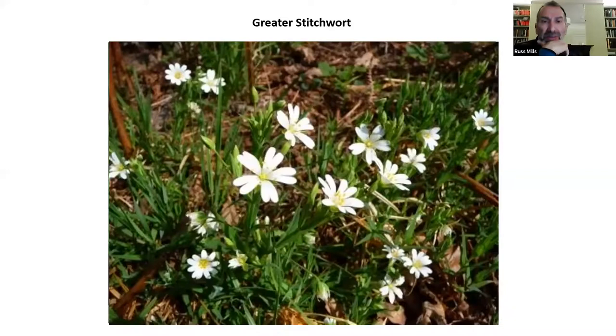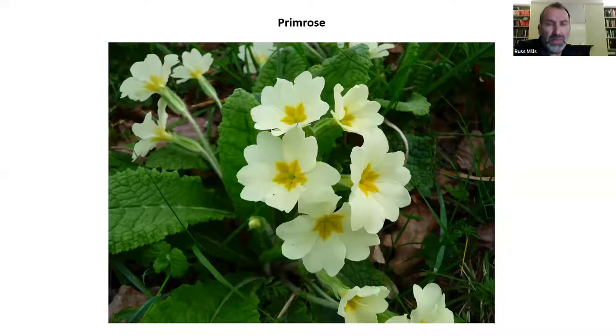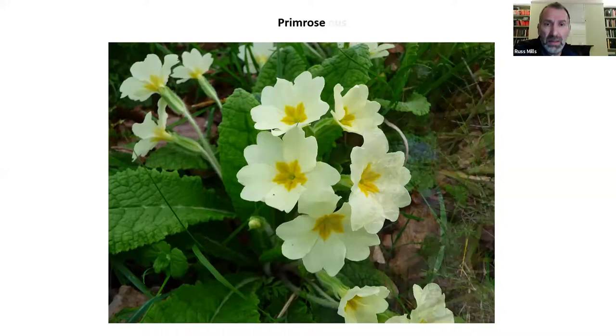Primrose, sure we're all familiar with primrose, but primroses are an indicator of an undisturbed and quite ancient environment because they take a long time to establish. So when you've got a lot of primroses, you've got quite an old established hedgerow or woodland. And they've been there a long time, along with bluebells as well. Bluebells are an indicator of fairly long established woodland.